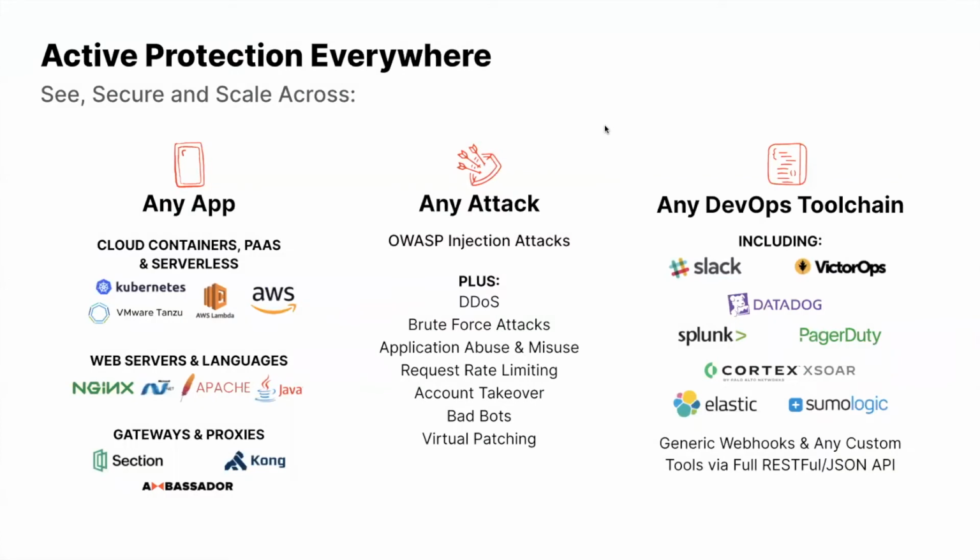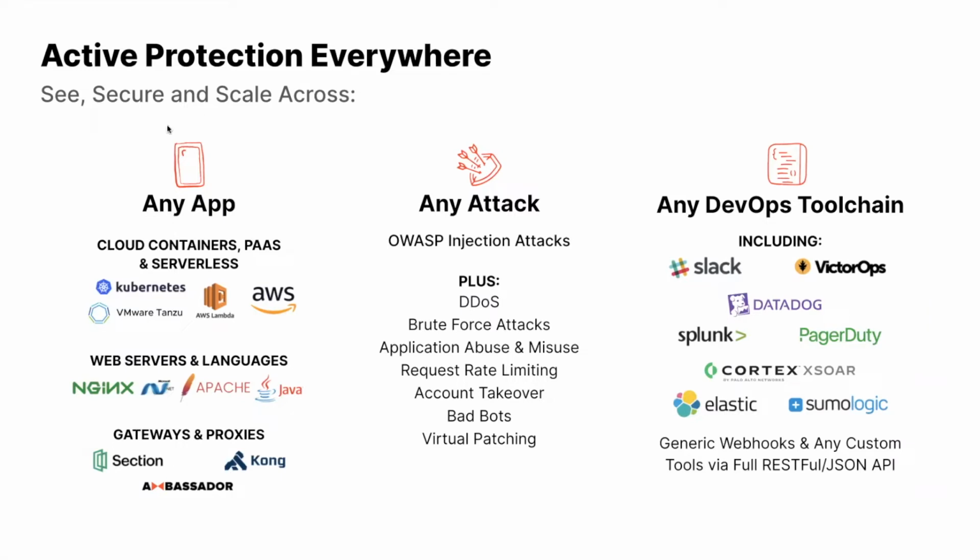Hello, everybody. Today, I want to talk to you about Fastly's Next-Gen WAF. The reason we call it a Next-Gen WAF is really because, number one, we can plug into almost any application, whether that application is in the cloud, containerized, serverless, using Docker, Kubernetes, web servers like Nginx, Apache, or even API gateways like Kong and Ambassador.